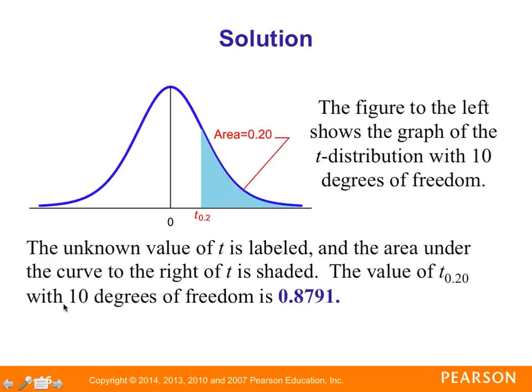So what you need to do is look on your actual table. You're going to go across to where you have your 10 degrees of freedom. And what you'll find is that the T value, your critical value, is going to be 0.8791. Those are all the way at the back of the book. I think they're just right after your Z tables.